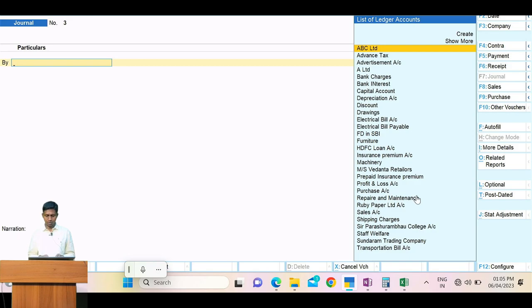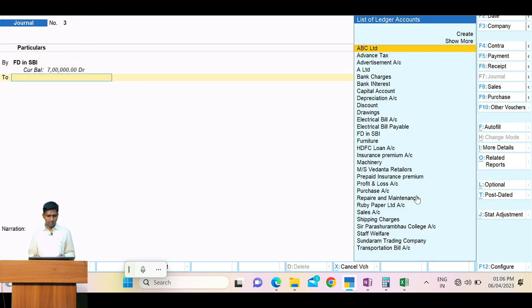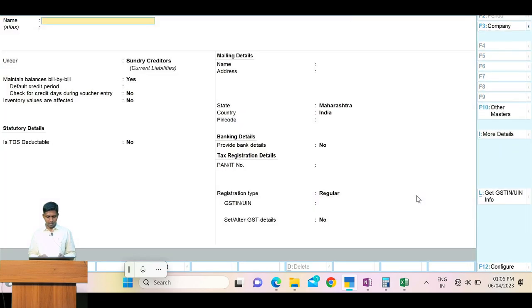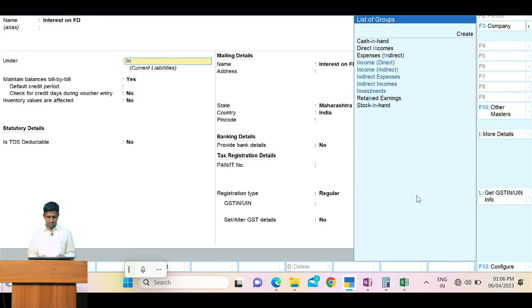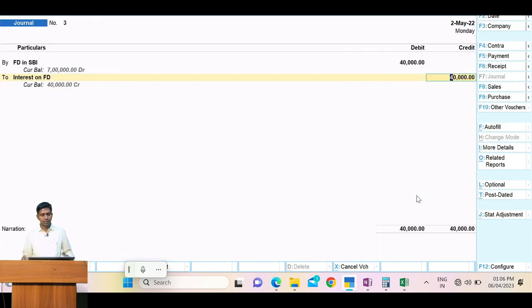What could be the entry? Interest receivable on FD. Then here Tally is asking to buy first, that means what? FD, fixed deposit, 40,000. And then I will explain with the help of golden rules. And then interest on FD, this is indirect income. Interest on FD, nominal account, debit all expenses, credit all gains, give credit. And FD, by getting interest, receivable, correct na? This amount is receivable from SBI, correct?